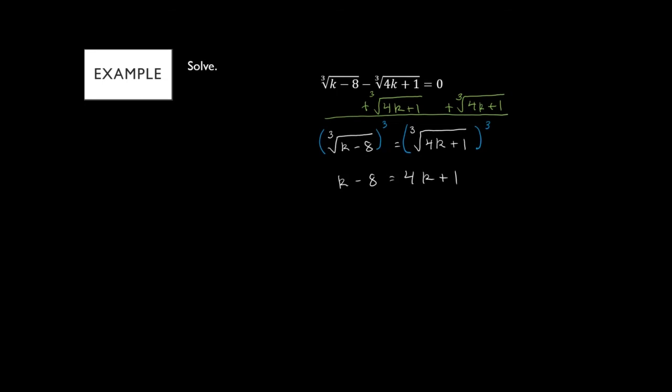At this point, we're just solving for k. I always like to put my variables on the left. You can do whatever you want, that's just my habit. So I'm going to subtract 4k from both sides. 1 minus 4, I get a negative 3k minus 8 equals 1.